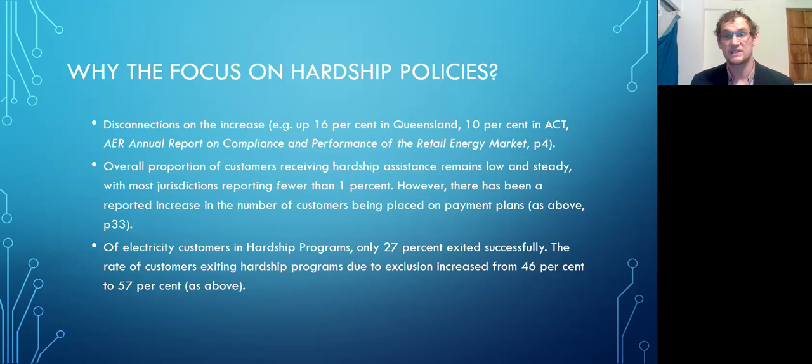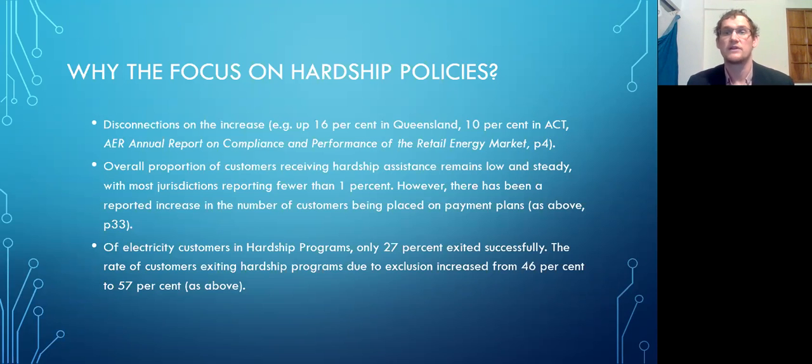So, disconnections are on the increase. While the overall increase across the national electricity market is relatively small over the last year, in last year's AER annual report on compliance and performance in the retail energy market, that showed that they were up 16% in Queensland and 10% in ACT.